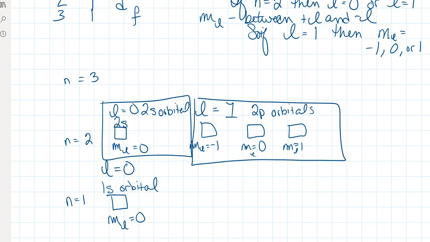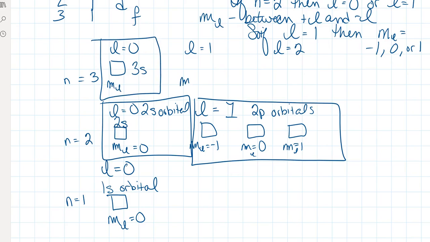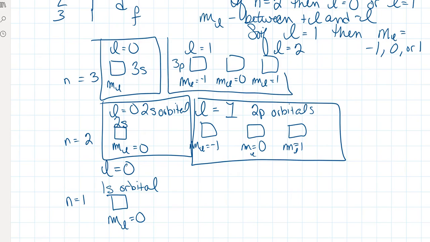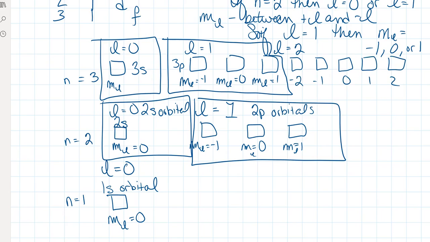And when I go up to n equals 3, we can see my L can be equal to 0, L can be equal to 1, L can be equal to 2. If my L equals 0, there's only one satisfiable value of m sub L, and that would be the 3s orbital. I can have m sub L equal to -1, equal to 0, or equal to 1, and I can see that there's a set of 3p orbitals. And then lastly, I can see I have 5 different values where my m sub L values can be -2, -1, 0, 1, or 2. If this is the case, we see that we're in the L equals 2. We call these the 3d orbitals.